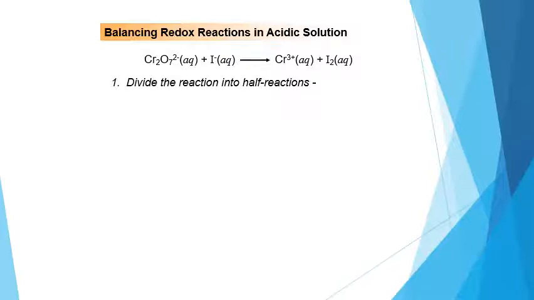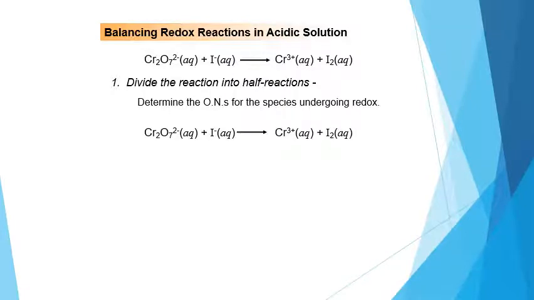So now, let's divide the reactions into half reactions. So we have to determine which one is oxidized and which one is reduced. So determine the oxidation number for the species undergoing reaction. So for the chromium, you have a positive 6 here since we have oxygen charges equal to negative 2 times 7, that is equal to negative 14. So we should have a positive 12 charge in our chromium. Since it has 2, we should have a positive 6 charge in each of our chromium times 2, which is equal to 12. So the overall charge of the molecular formula is equal to negative 2.